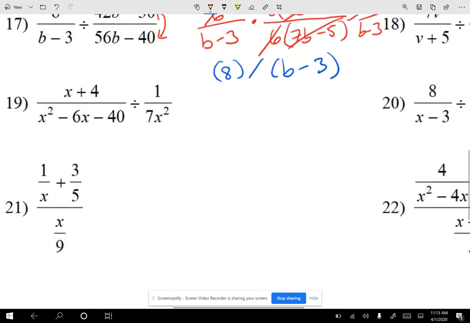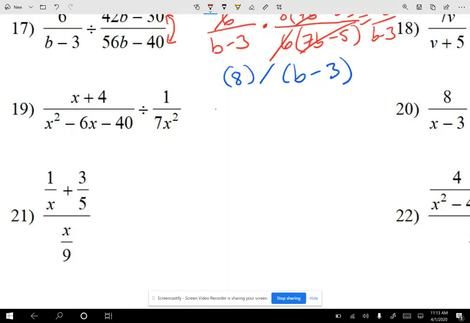My first fraction, the top, I cannot factor it, so I'm just going to leave x plus 4 over. Now, at the bottom, I have 3 terms, so I'm thinking of 2 numbers that multiply to negative 40. When I add them, they equal negative 6. So I'm going to call this x minus 10, x plus 4 times. Remember, I must flip the second fraction.